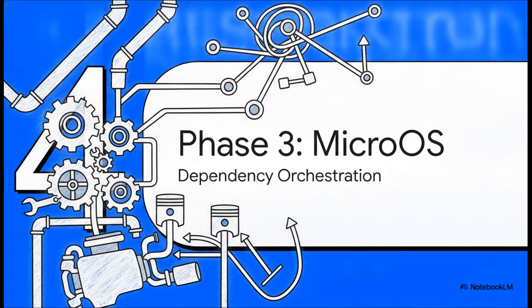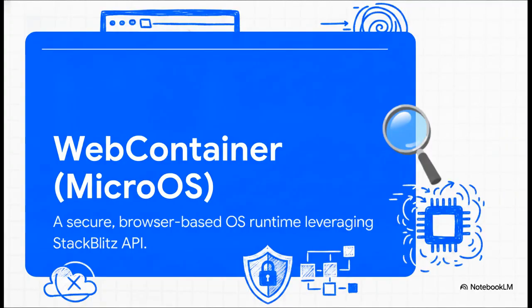Section 4, phase 3. MicroOS and monorepo. This is where we install the plumbing and the engine and, honestly, where things get truly wild. Before we go any further, it's vital we define our engine here, the MicroOS web container. Let's be real, this is not just a sandbox, it's a secure, browser-based operating system runtime.